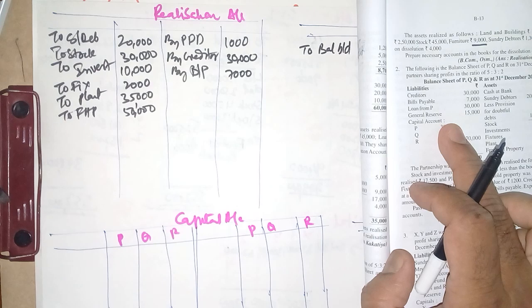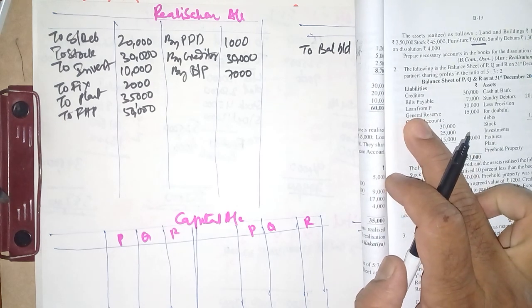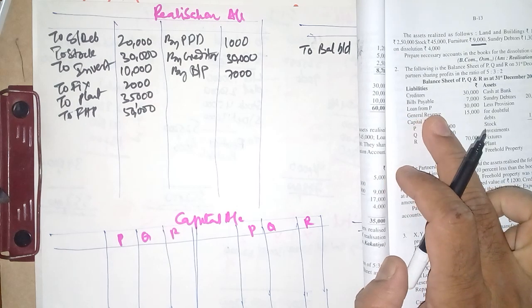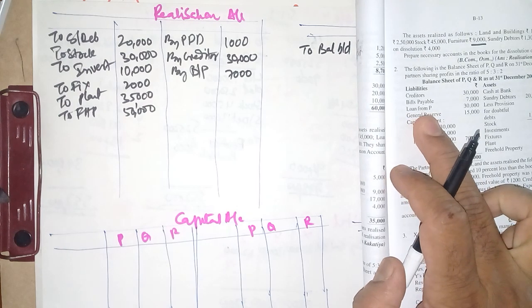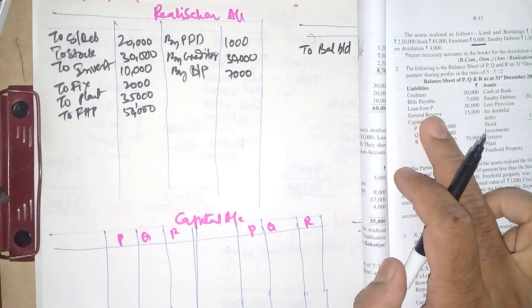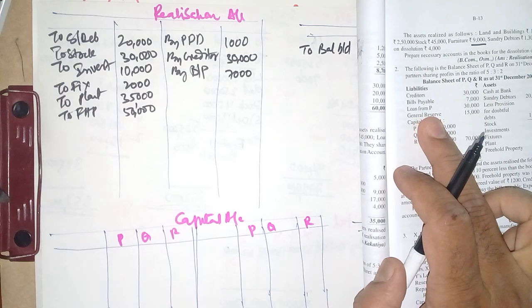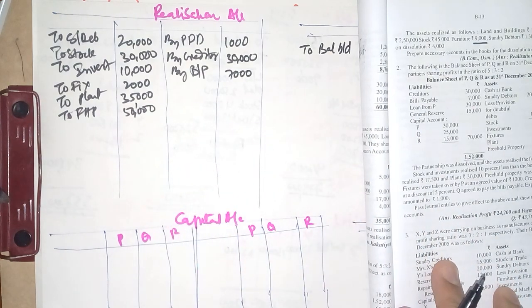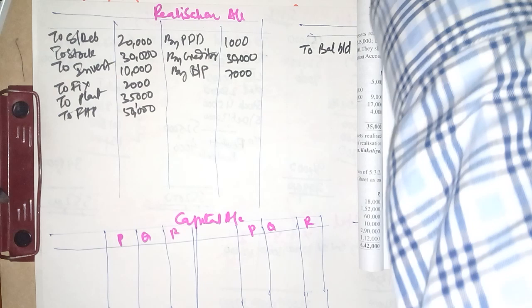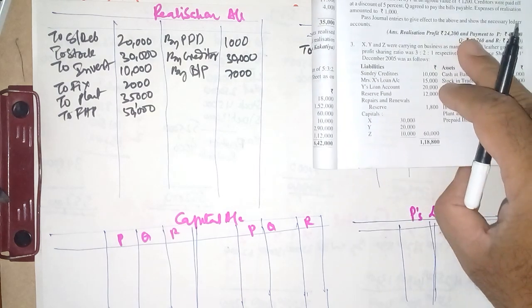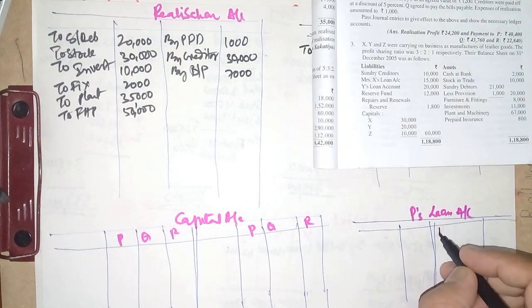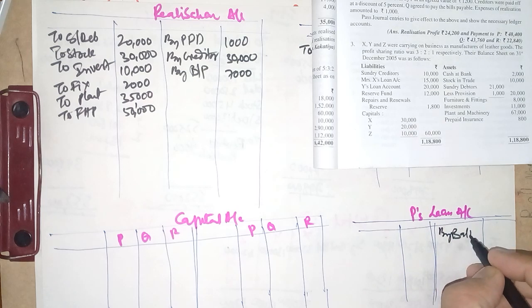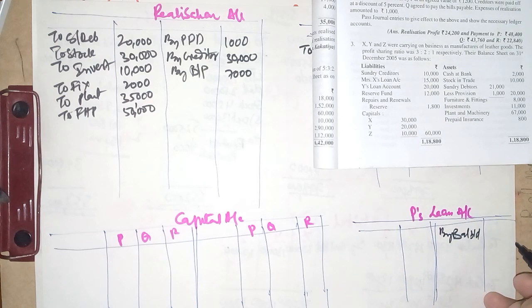Suppose in the question we have provided information stating loan from partner's wife, loan from partner's brother, Mrs. P's loan. In such a case, that will be treated as an external liability and transferred to realization. Only loan from the partner is a separate account. So the loan from partner's account we have already prepared here. Loan is a liability, shows a credit balance, hence by balance brought down. So loan from P comes to 30,000.